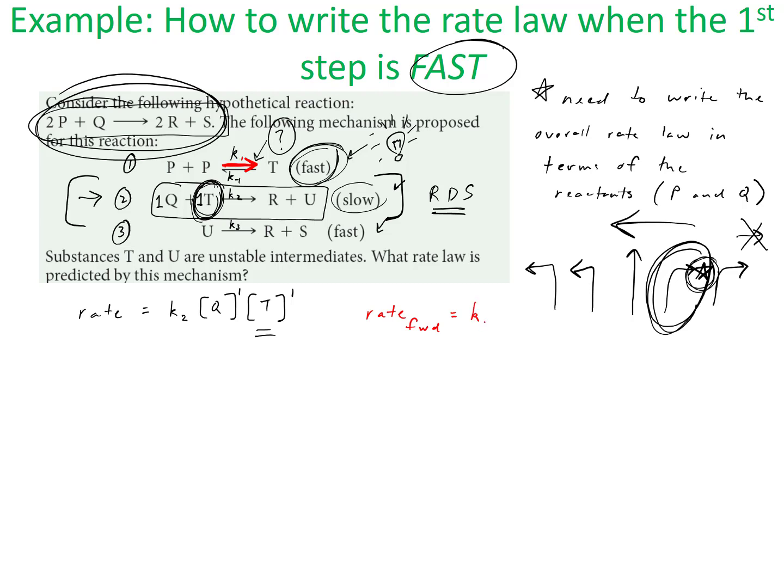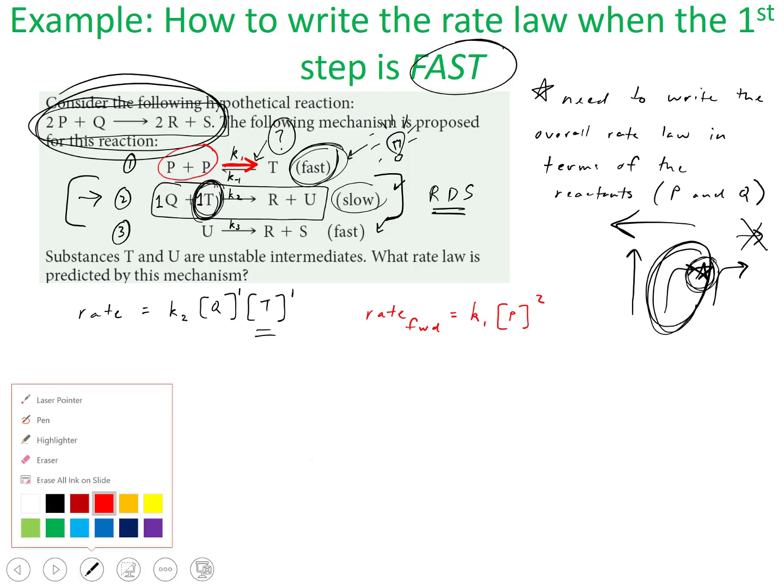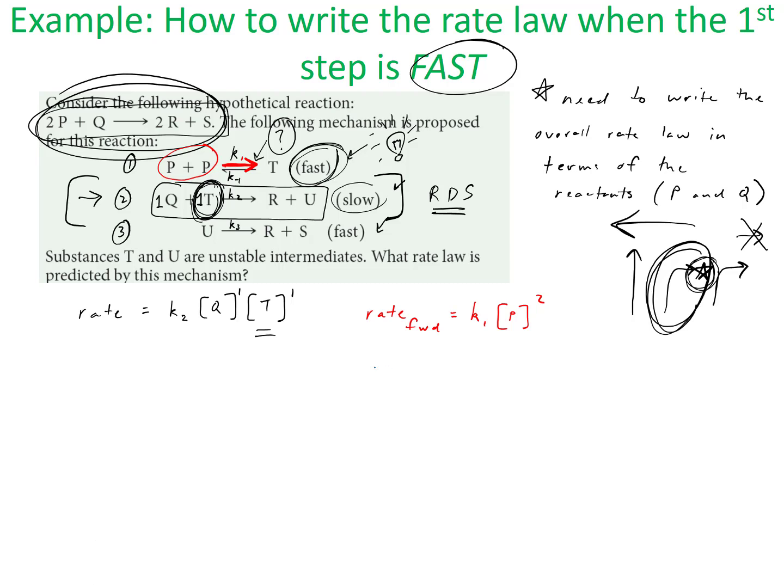I should write K1 here: K1 times the concentration of P squared. So I'm looking at the reaction going this way. And I'm going to write another rate law for the reverse reaction. Reverse equals K minus 1, and this time I'm looking at this reaction going right to left.